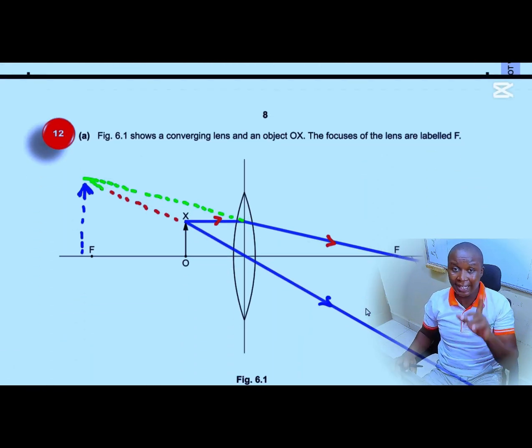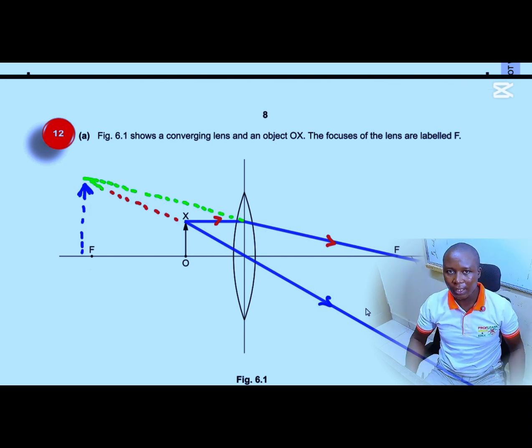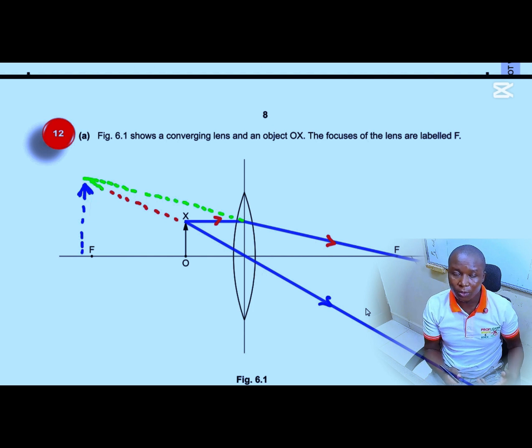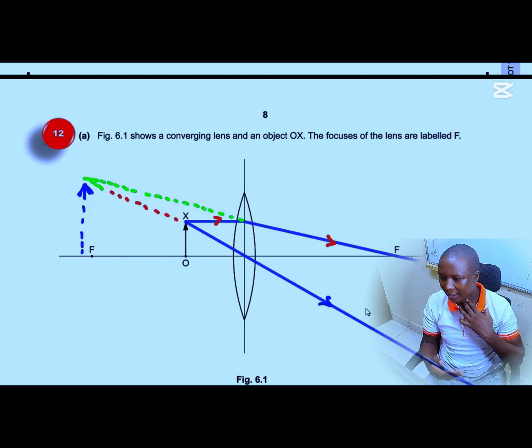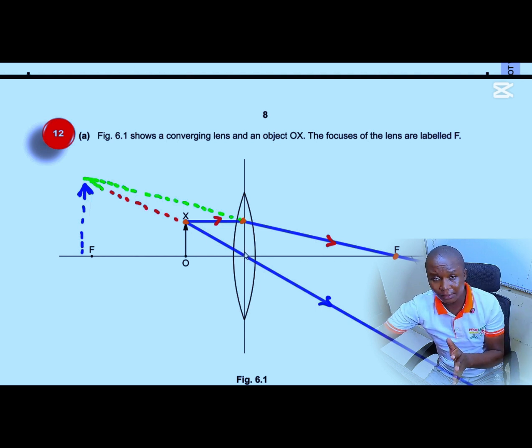Another concept under light waves that you're going to learn is how to construct ray diagrams on lenses, and also explaining the characteristics of the images formed by lenses. In this case, from the object at this point, one ray will move parallel to the principal axis. The moment it reaches the lens, it will pass through the principal focus. Another ray will run straight from the object through the center of the lens and be undeviated like that.